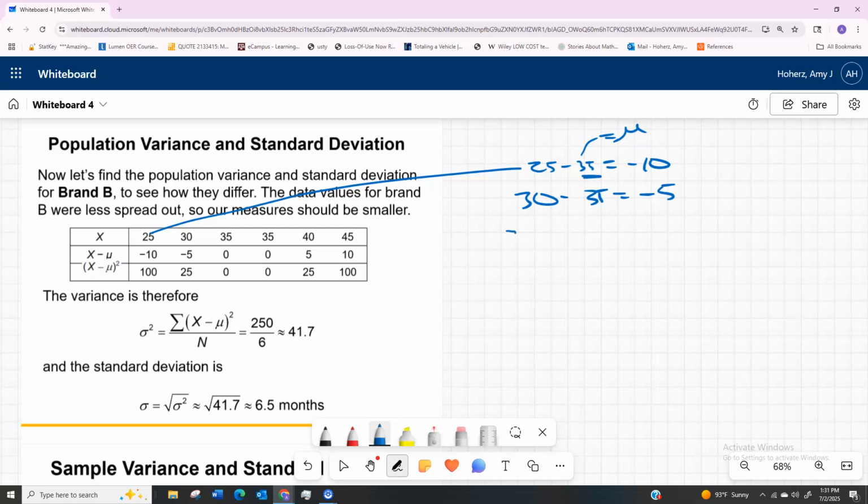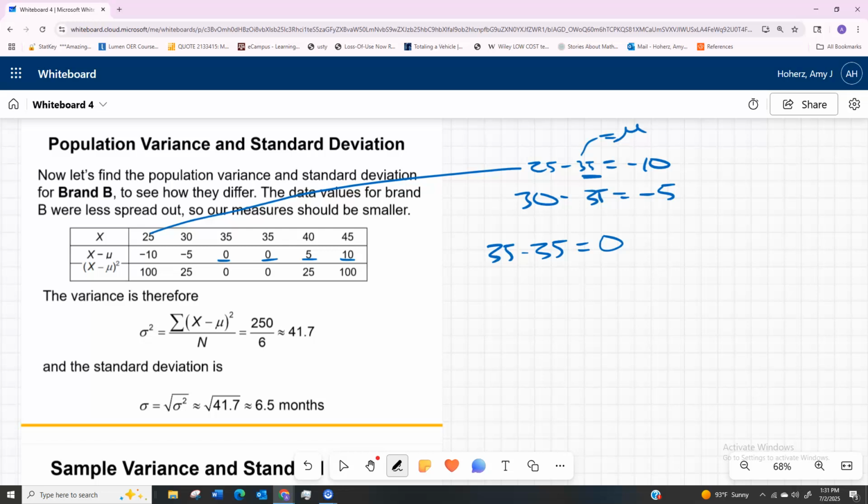Then we have 2 gallons that were actually right at the average. The other brand didn't have any that were average. They were either above or below. But this brand has 2 that are right at the average. So when I find their deviation, how much were they different from the average? They weren't different from the average at all, so I get 0 values for those. Then 40 was 5 months above average, 40 minus 35, and 45 was 10 months above average. So we get much smaller values because they weren't spread out from the mean as much as the other brand.